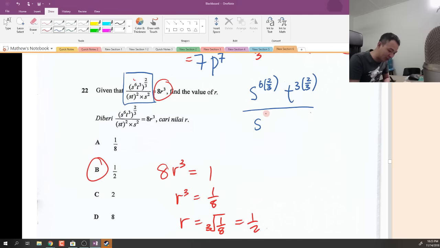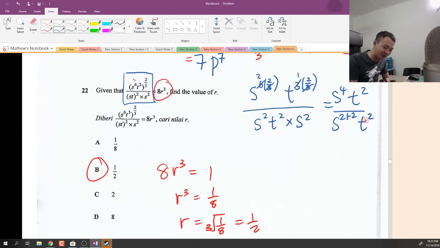This one, right? The 2 and T, I got 2, multiply s^2. Then 2 over 3, 3 and 6, I simplify, I got 2. 2 times 2, I got 4. This one simplifies, I left 1. 1 times 2, I got 2. So this one s^2 multiplied by s^2, this multiplied by this means the power plus, right? This means 2 plus 2. This is t to the power of 2. So this is s to the power of 4 t to the power of 2 over s to the power of 4 t to the power of 2. The same thing simplifies, I left 1. So that means that 8r cubed is equal to 1.